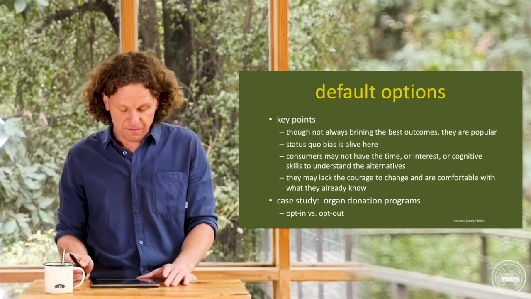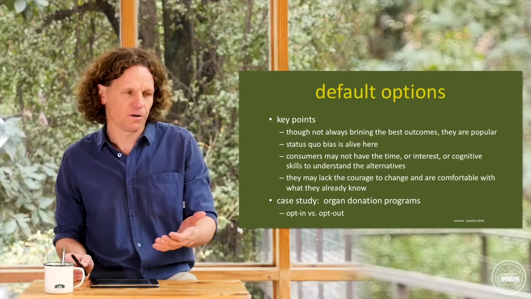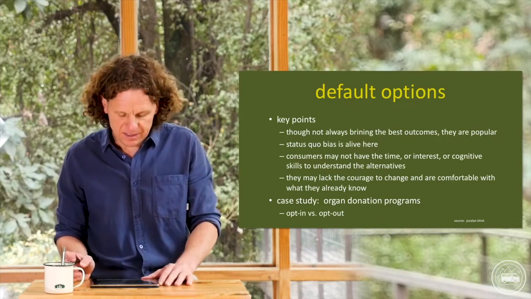There's an example of the default options. I kind of did it out of order, but whatever, you get it. Like Starbucks and then default options, these key points, it makes sense, okay?